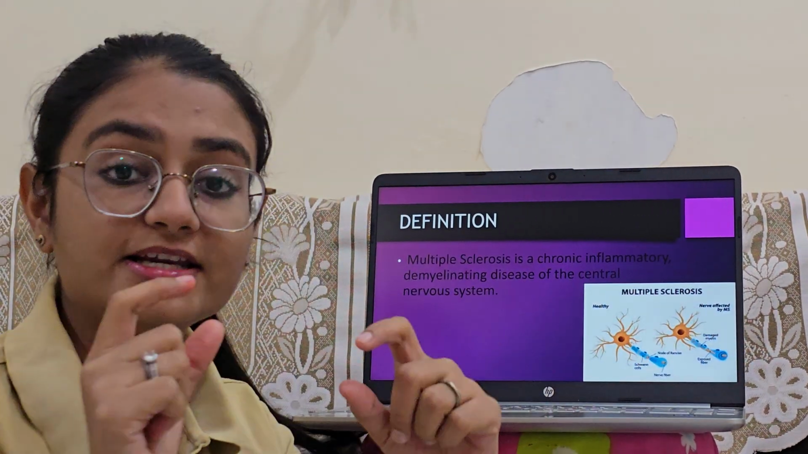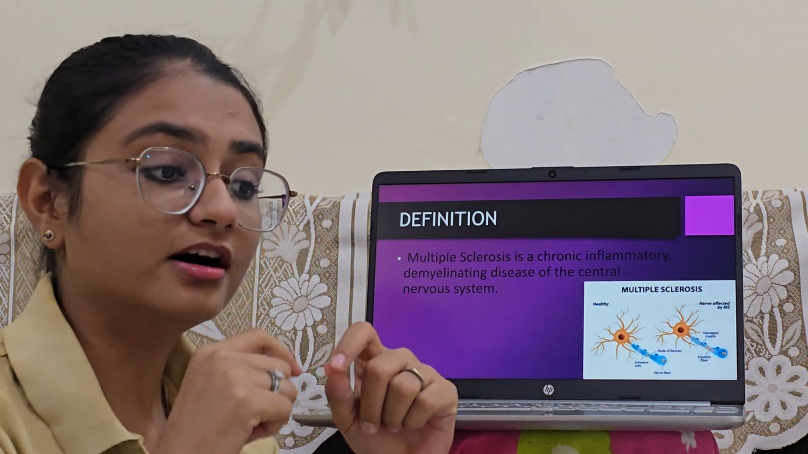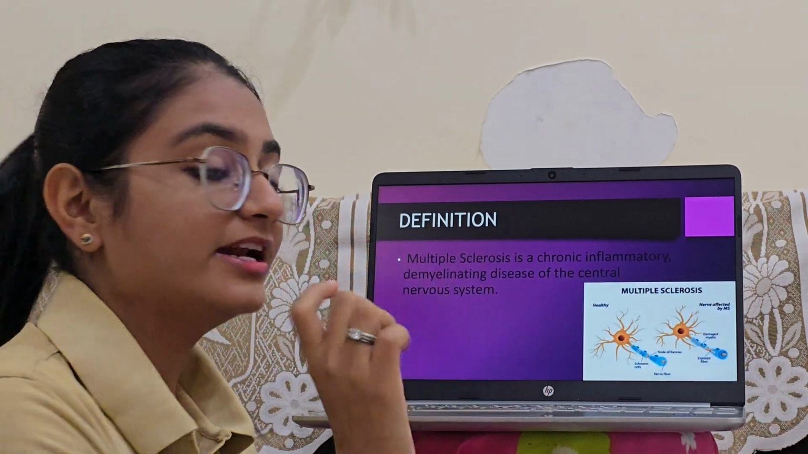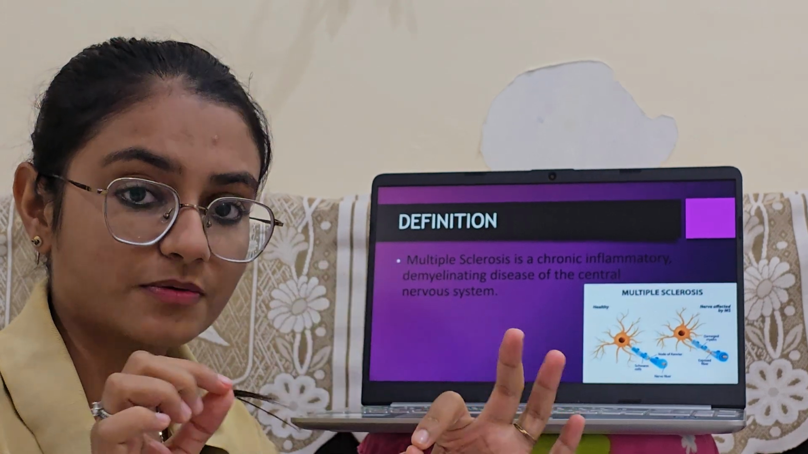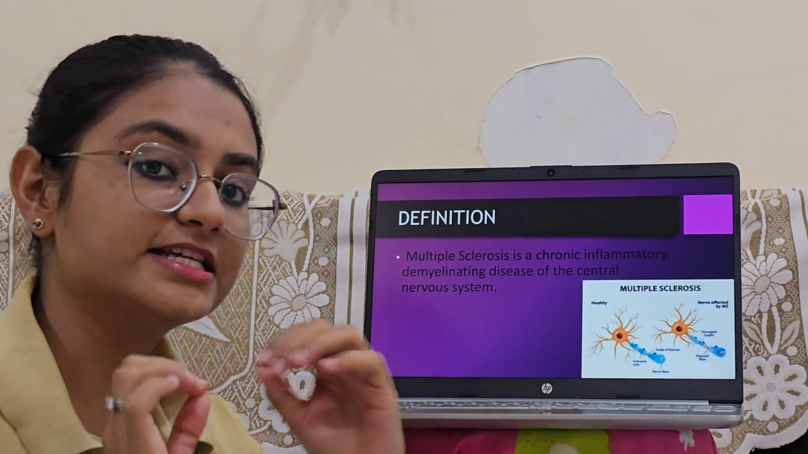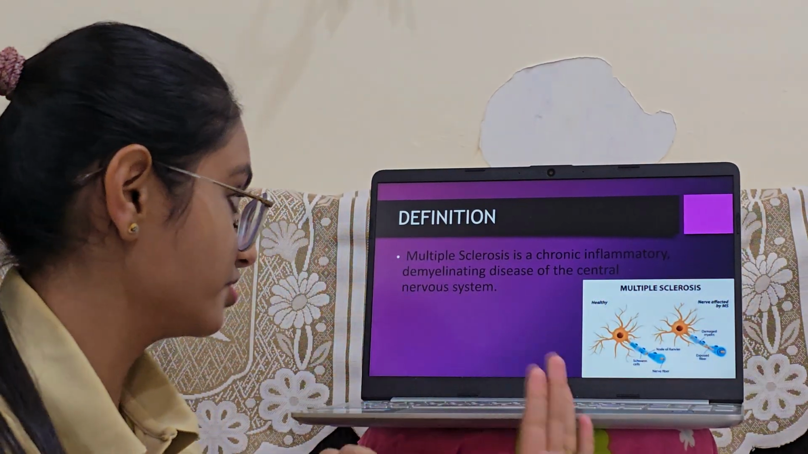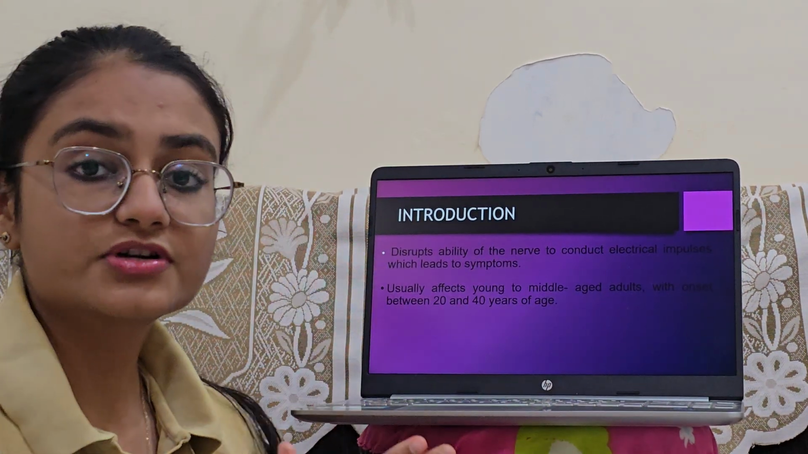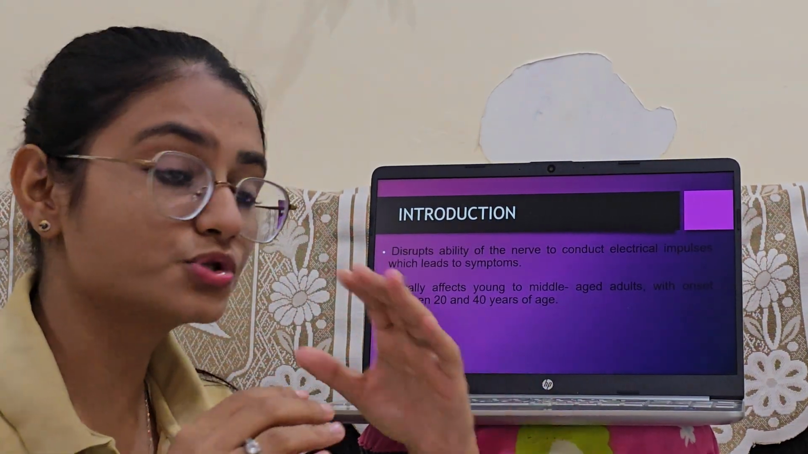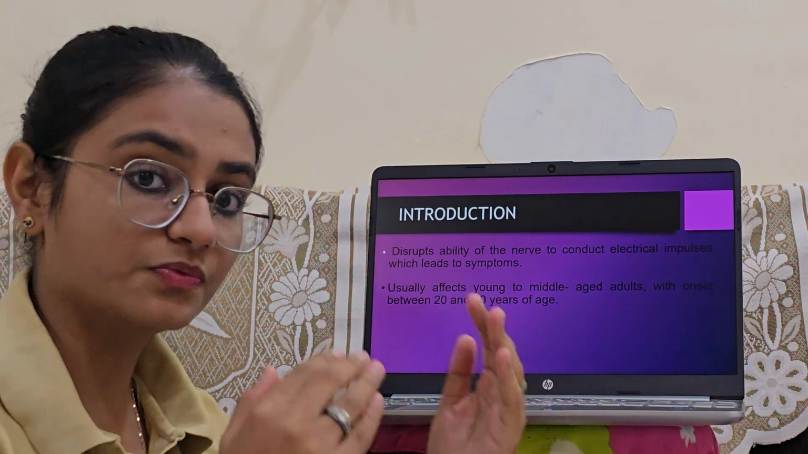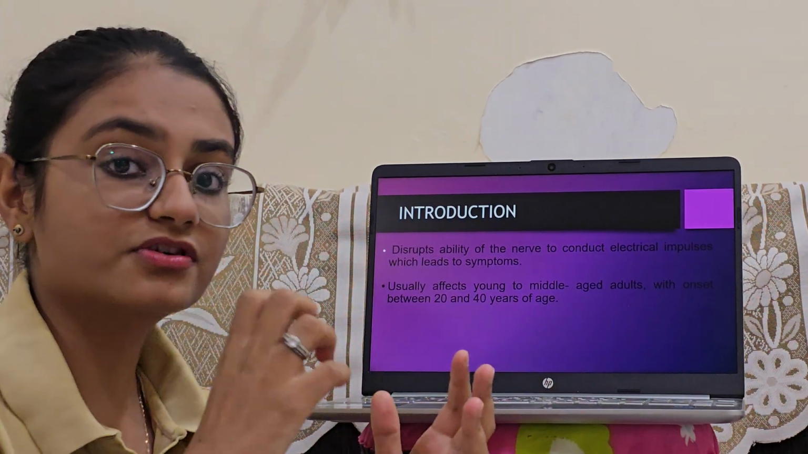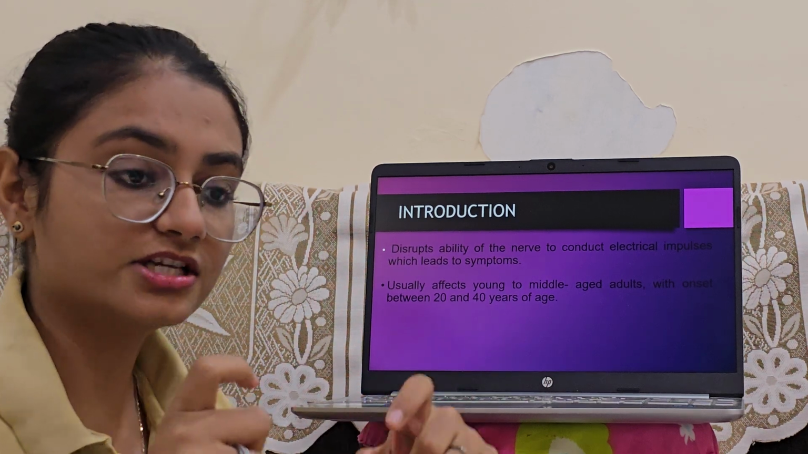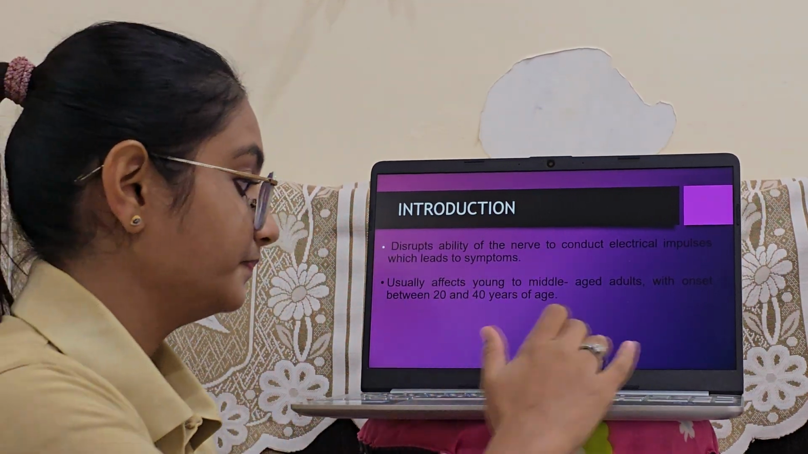The myelin sheath is a protective sheath which covers the axons of the neurons. And when that sheath gets disrupted or demyelinated, that is known as demyelination of the central nervous system. Now, introduction: the disrupted ability of the nerves to conduct the electrical impulse leads to the symptoms. It generally affects younger or middle-aged patients, between 20 to 40 years of age.